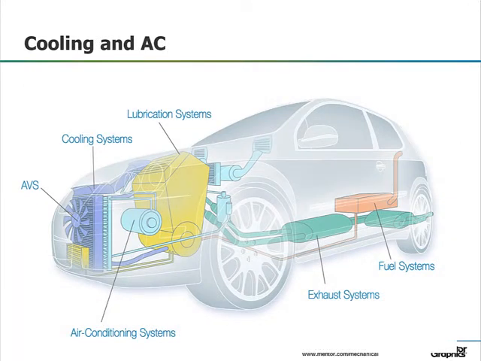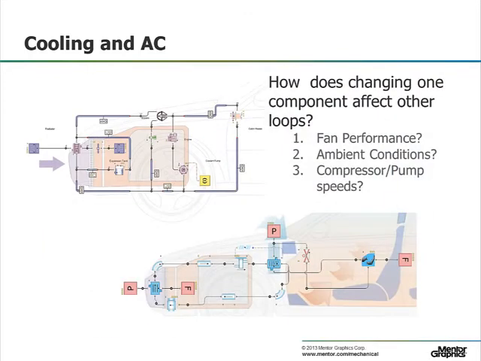Now, we've seen this graphic before to illustrate the types of systems Flowmaster can simulate. From this point on, we're going to focus more on strictly the cooling and air-conditioned systems interactions. Commonly, the cooling loop and AC circuit are modeled individually as isolated networks. Results from one are then manually entered as input data for the other. This is a perfectly legitimate way of modeling systems. However, when altering certain aspects such as fan performance, ambient conditions, or compressor and pump speeds, it's not as obvious how the two networks may interact.